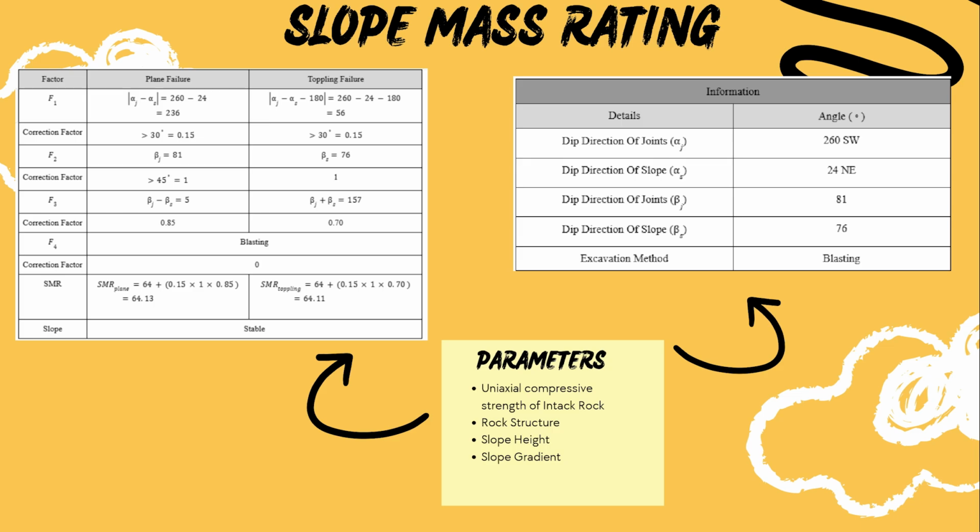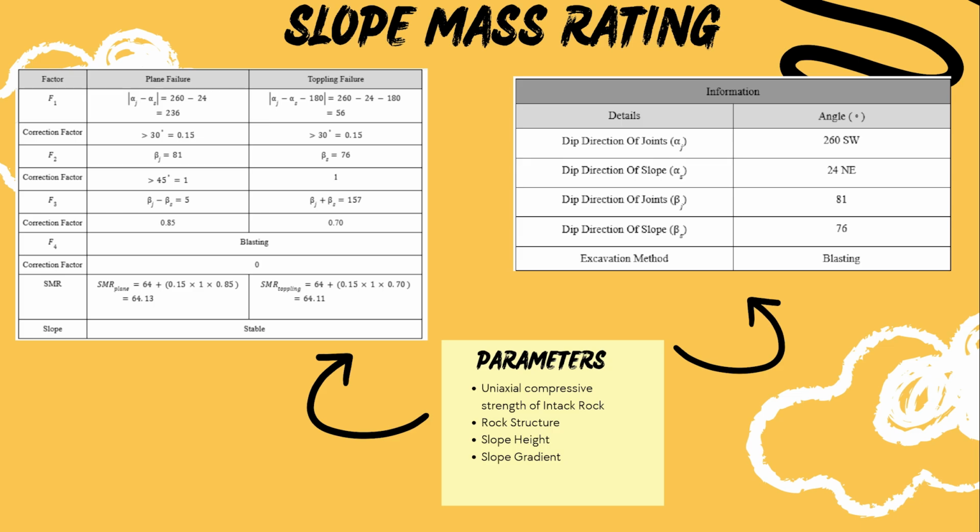The SMR formula is SMR equals basic RMR plus F1 times F2 times F3 plus F4, where F1 accounts for the parallelism between the slope face strike and the joint strike. F2 relates to the dip angle of the discontinuity. F3 considers the relationship between the slope dip and discontinuity dip. F4 is an adjustment factor based on the method of excavation, such as blasting or natural slope conditions.